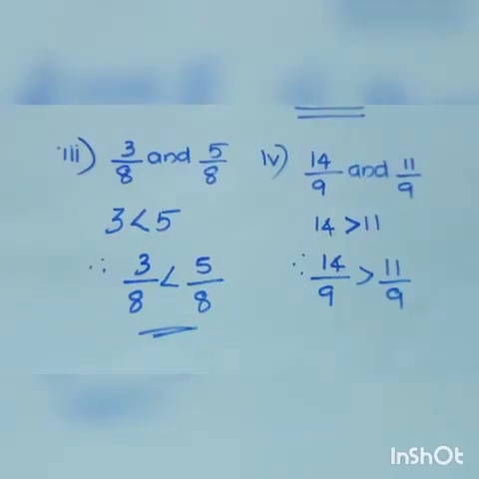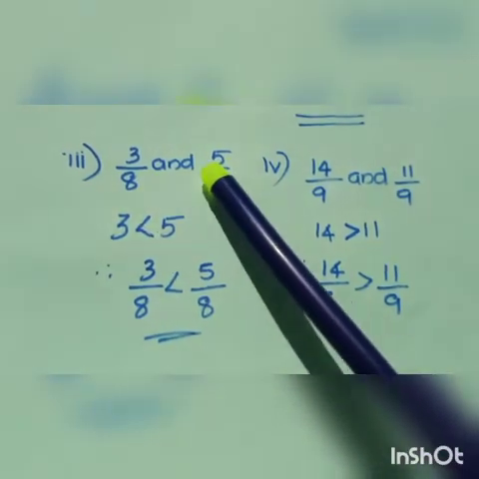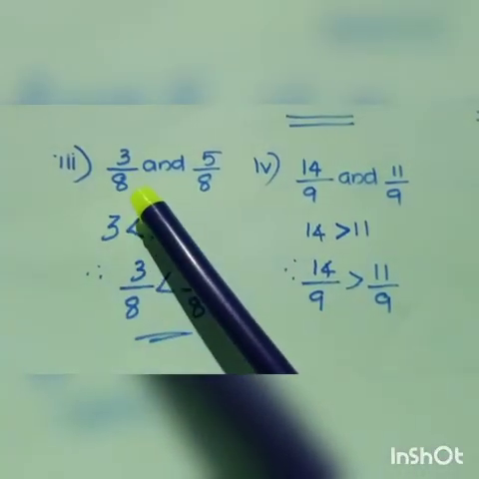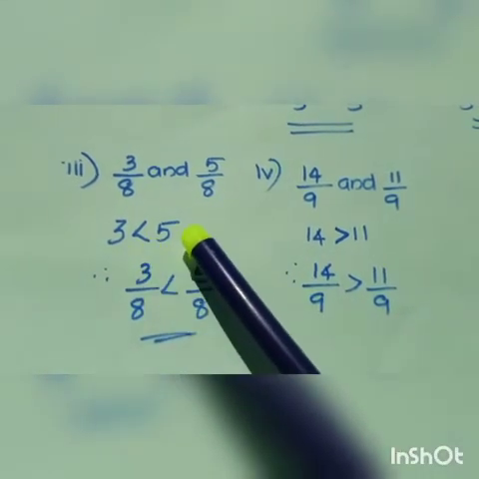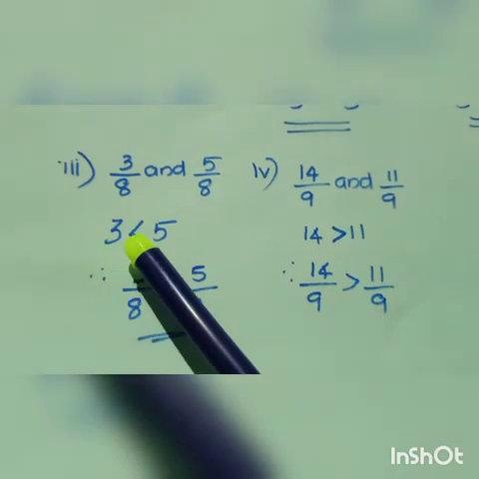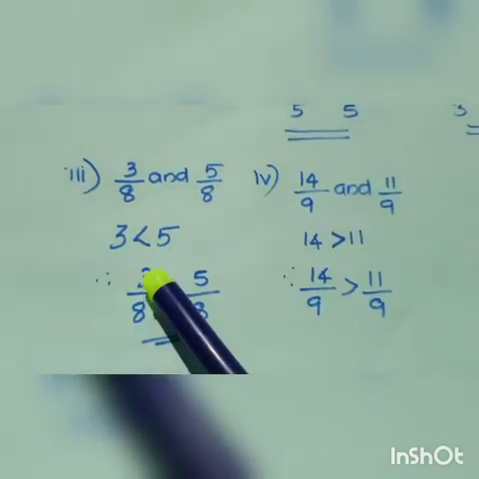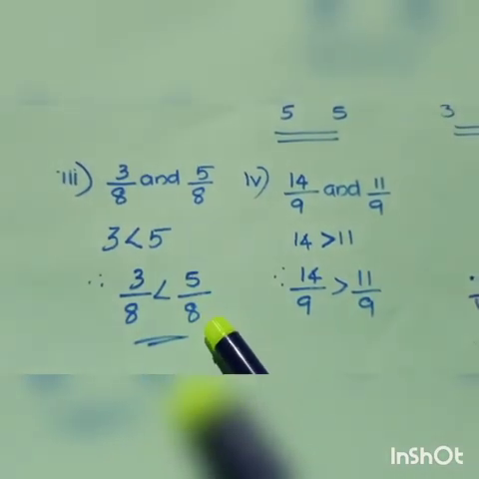Let me show you an example. For example, 3 by 8 and 5 by 8. Then denominators are the same, so we compare numerators. Numerators are 3 and 5. So 3 is less than 5. Therefore 3 by 8 is less than 5 by 8.